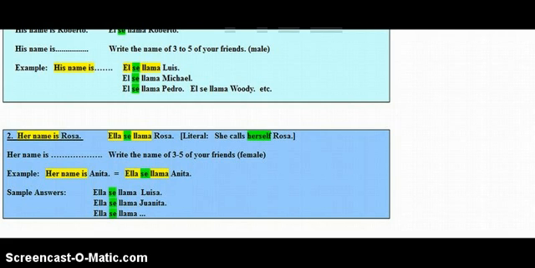Now practice creating 3 sentences of 3 female names. For example, ella se llama Lola. Ella se llama Carolina. Ella se llama Susana. Now stop the tape and create your own 3 sentences talking about 3 people, what their name is, and they're all female. This is the end of your first mini lesson.